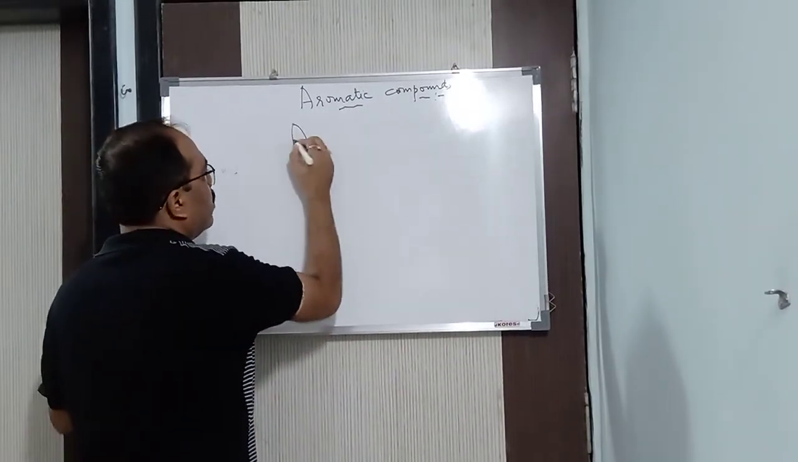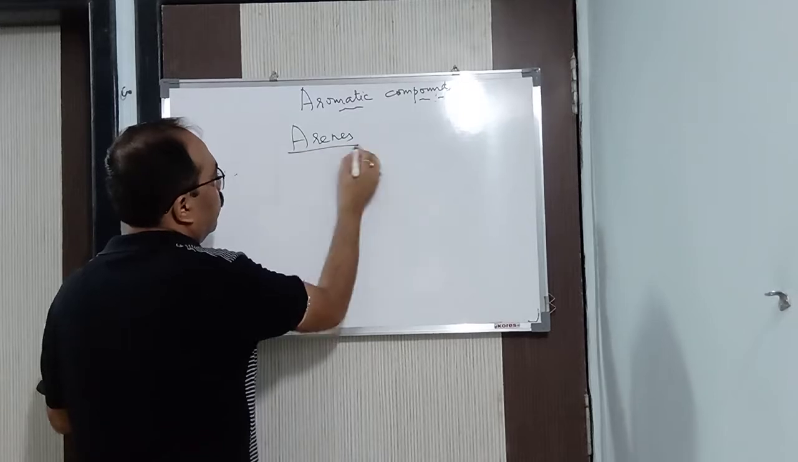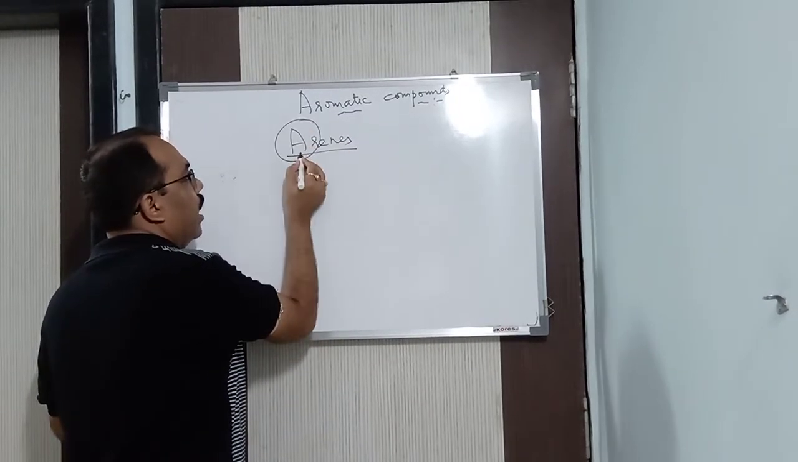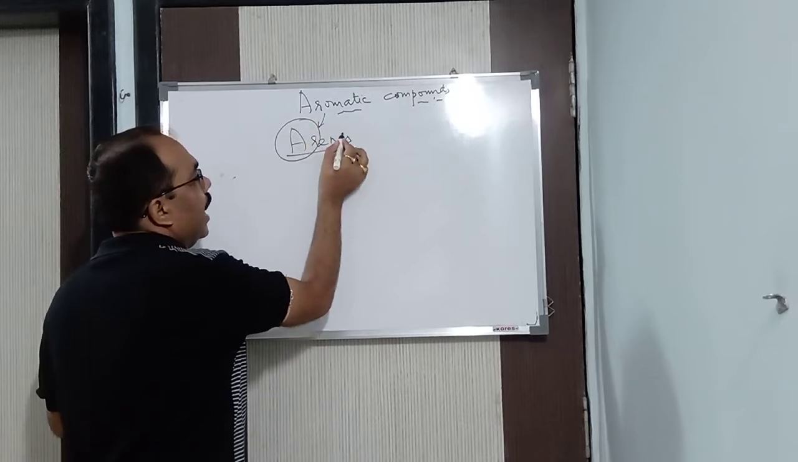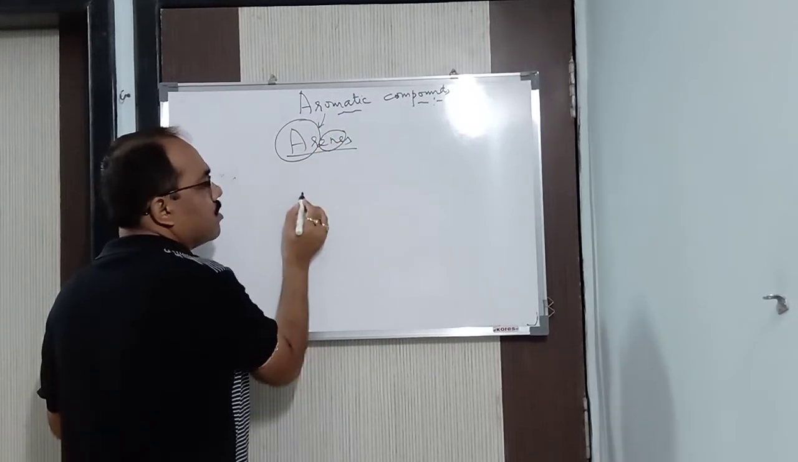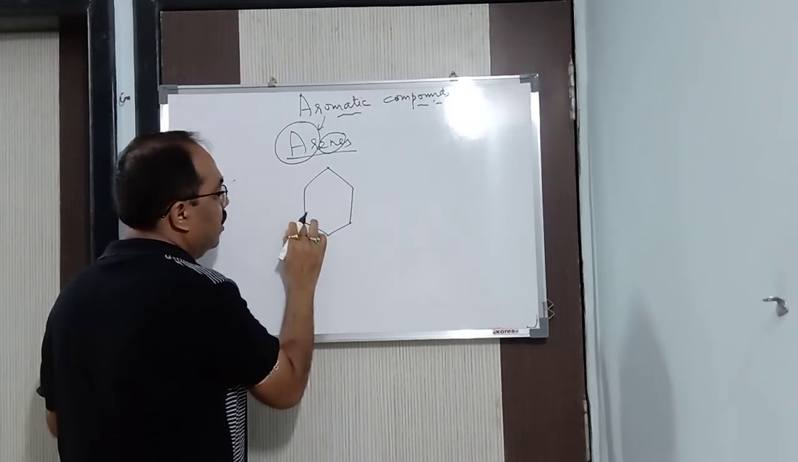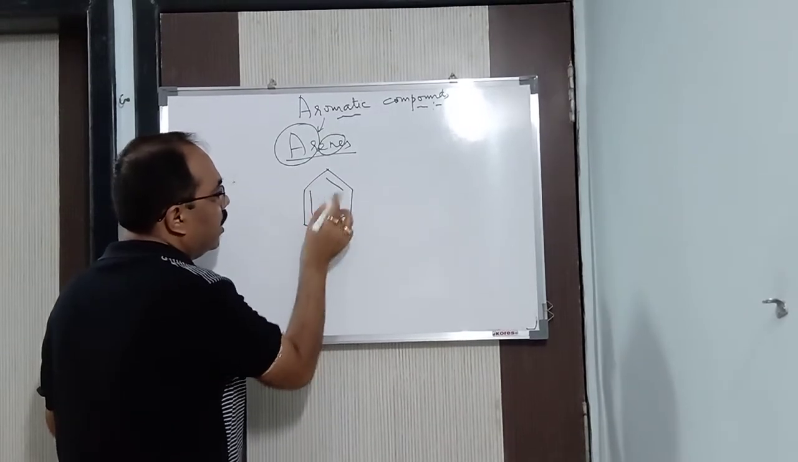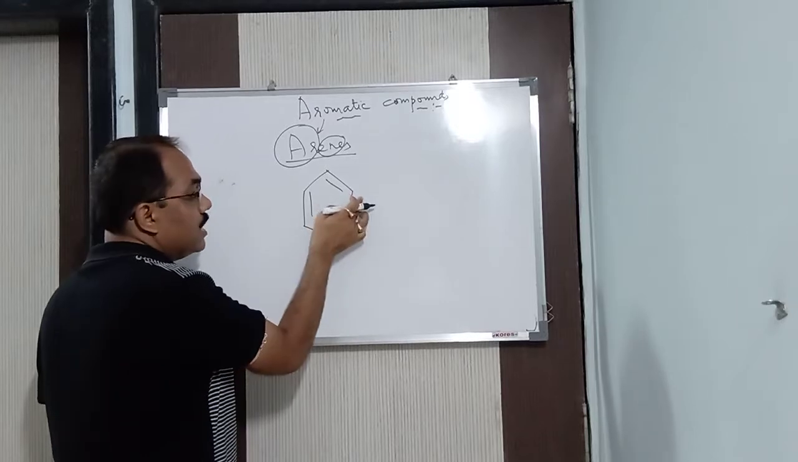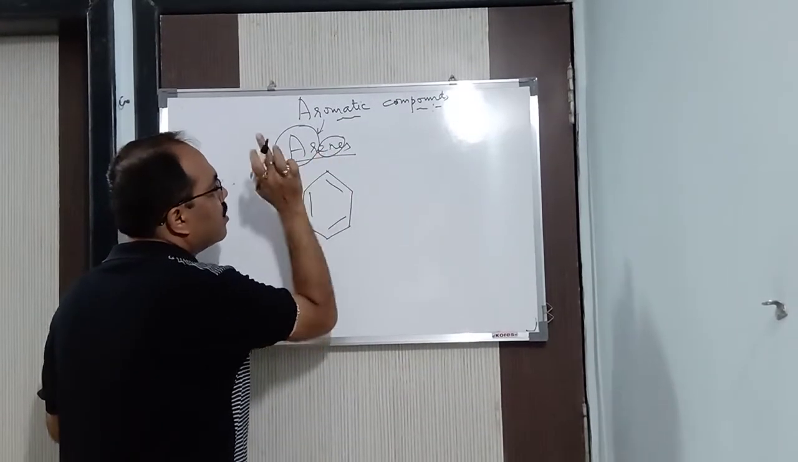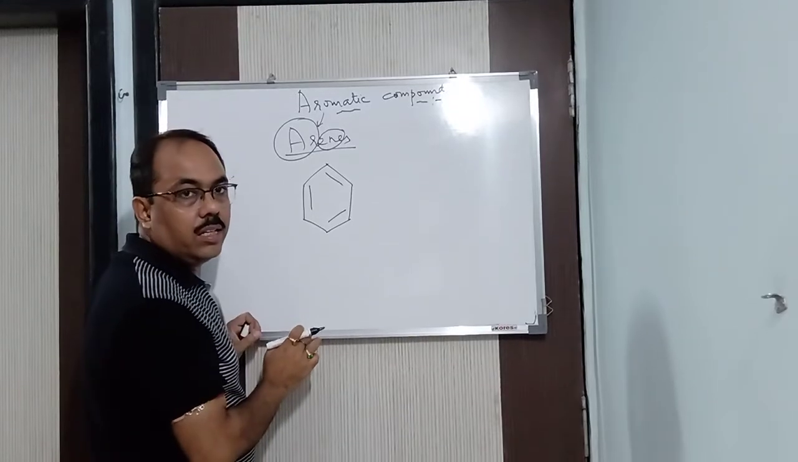I told you when I started the chapter on nomenclature that at that time I mentioned arenes. Arenes is the same thing. AR has come from the word aromatic, and ENE, because in arenes we have benzene, so we have alternately single and double bonds. The double bond is known as what? Ene. So hence it is known as arenes.